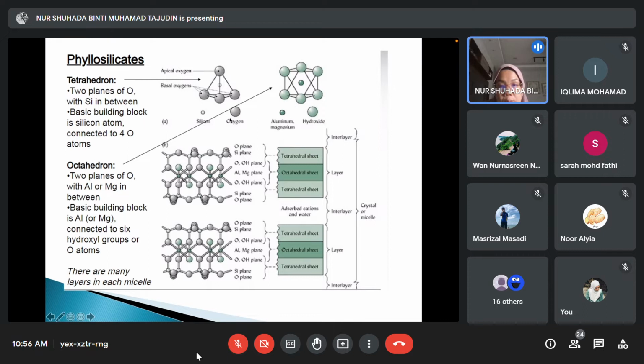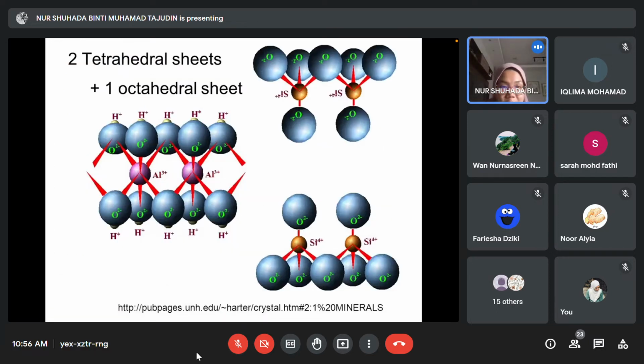Okay, so the fundamental thing of this layer is, like I said just now, it will be arranged like a sandwich. But what type of sandwich is that? Okay, so you actually have 2 different types of sandwich.